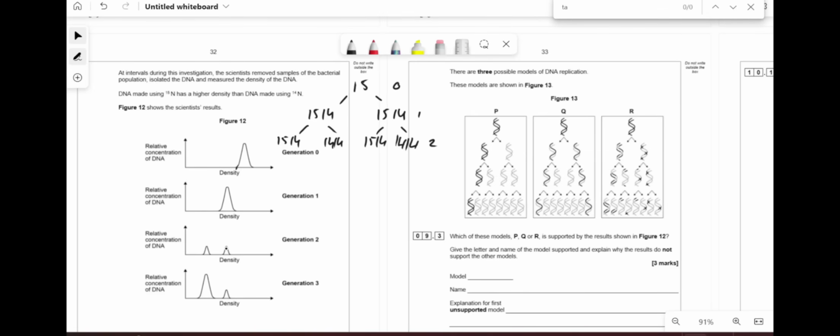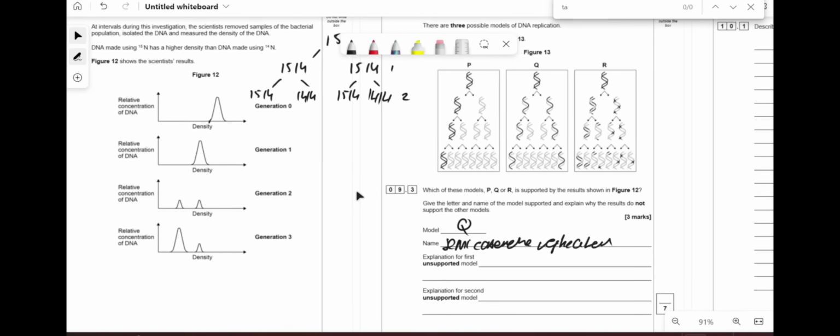You've got 2 different densities, so you're going to have 2 different peaks. So that must mean that that's got to be Q, and that's got to be semi-conservative replication. Because let's think about what happens in P. If it was P, what they're implying is that it's conservative. So you would have 15, 15, and then you would have 15, you'd have 14, 14 here. So that means there would be 2 peaks. And there isn't two peaks.